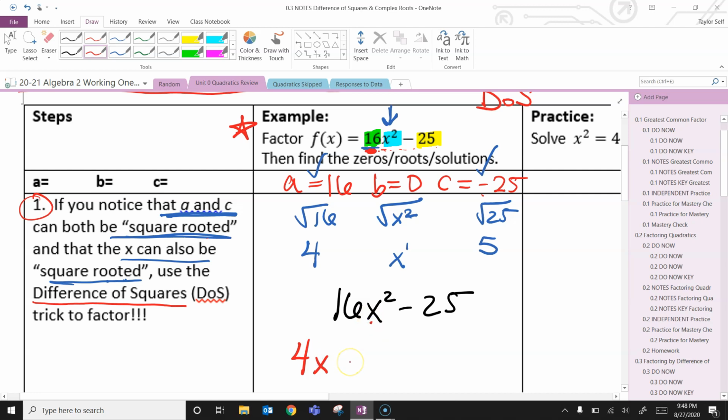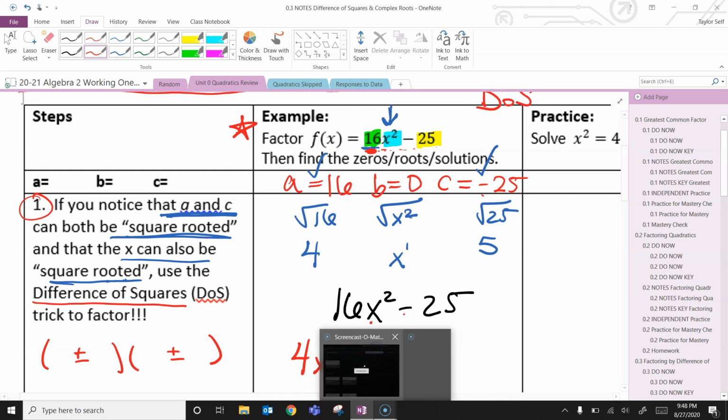And your factors, they always are like 2 parentheses, right? And there's a plus or a minus in the middle. Pick one, plus or minus. I like to go with minus because I copy this sign. And then square root of 25, 5. So 4x minus 5.